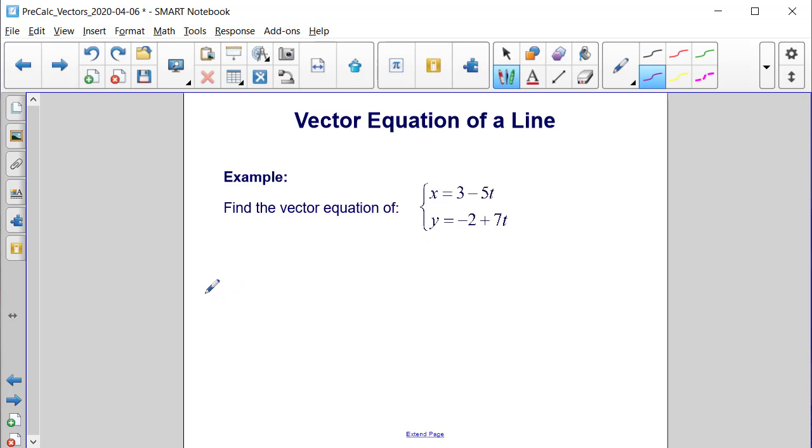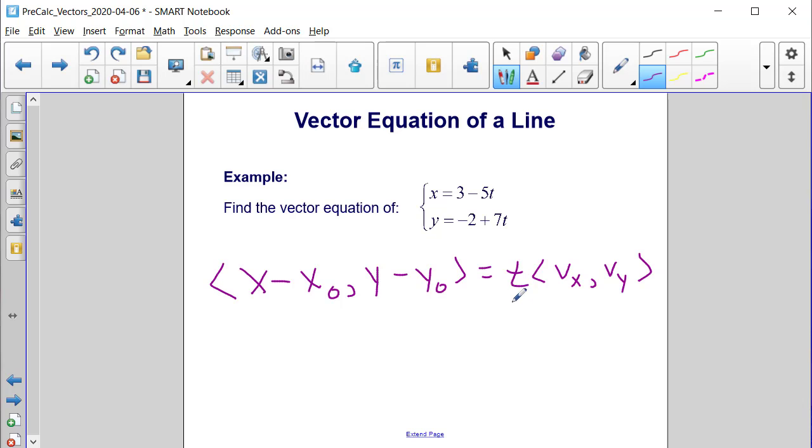We know that the vector equation for a line is given as (x minus x sub 0, y minus y sub 0), and that's equal to t times (vx, vy). If you notice, the vector on the right-hand side has t factored out of the x component and y component. So let's take our parametric equations and solve them for our t term.